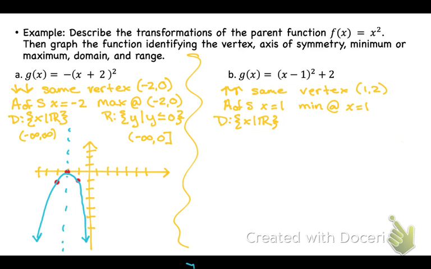Okay? And let's try the range without looking at the picture. Because it's going to go up, yes?